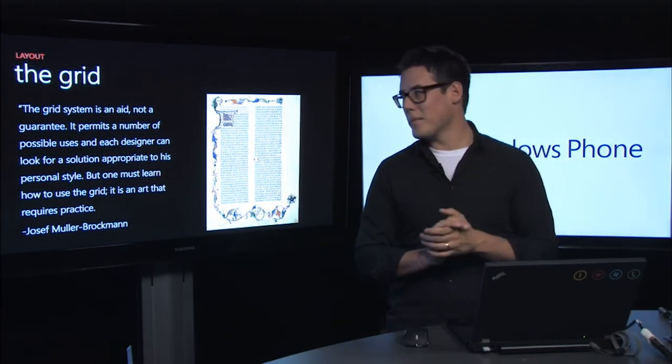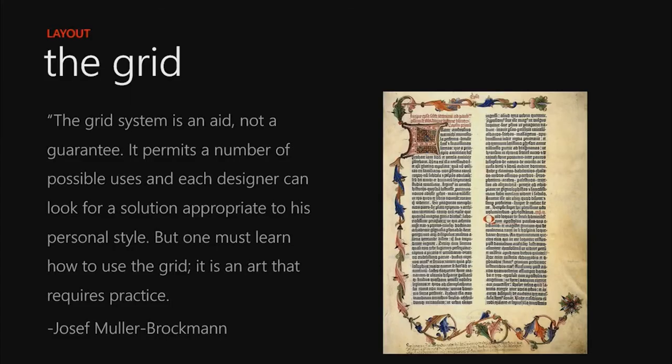Next thing that I'm going to talk about is the grid. I talked briefly about this in the last section when we were talking about design inspiration and composition of a page. These were generic design principles that we held to very strongly on Windows Phone. But the grid system, this is a great quote by Josef Müller-Brockmann: the grid system is an aid, not a guarantee. It permits a number of possible uses and each designer can look for a solution appropriate to his personal style. But one must learn how to use the grid. It is an art that requires practice.